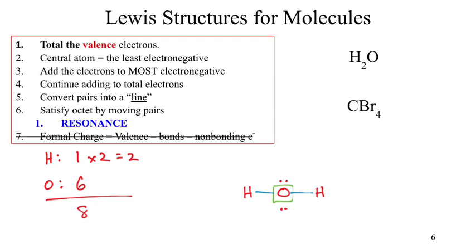Okay? Shouldn't hydrogen have 8 electrons? No, it's our exception to the octet. Hydrogen only has 2 electrons. Okay? So we've achieved the octet on this hydrogen. We've achieved the octet on that oxygen. We've achieved the octet on that hydrogen. What does that mean? There's no need to move electrons. There is no need for resonance.